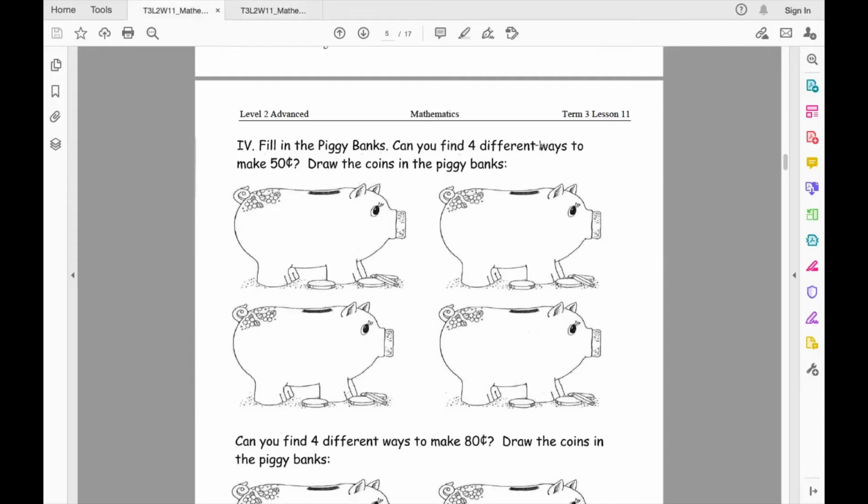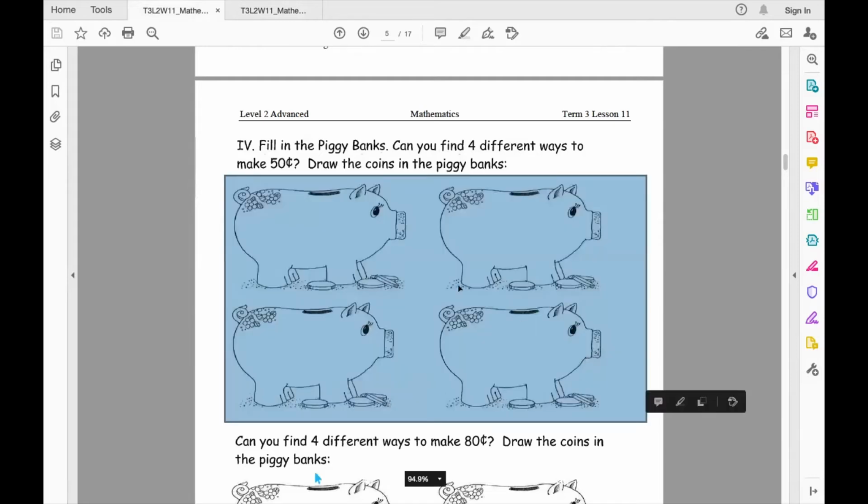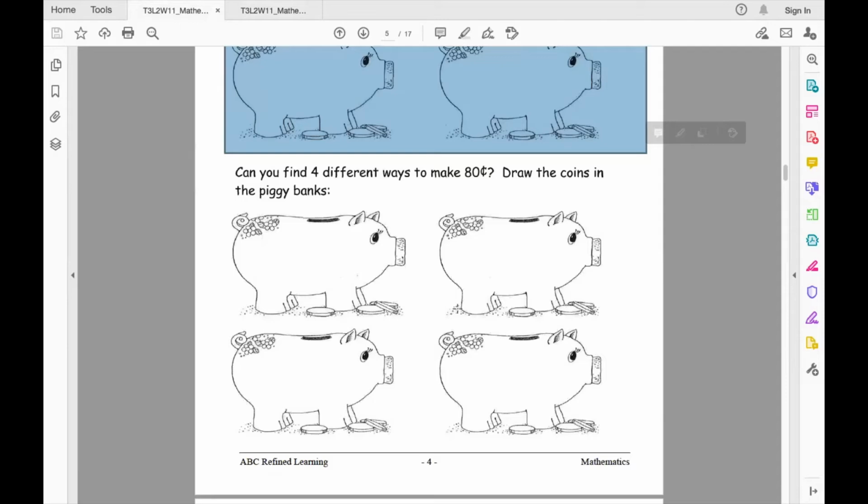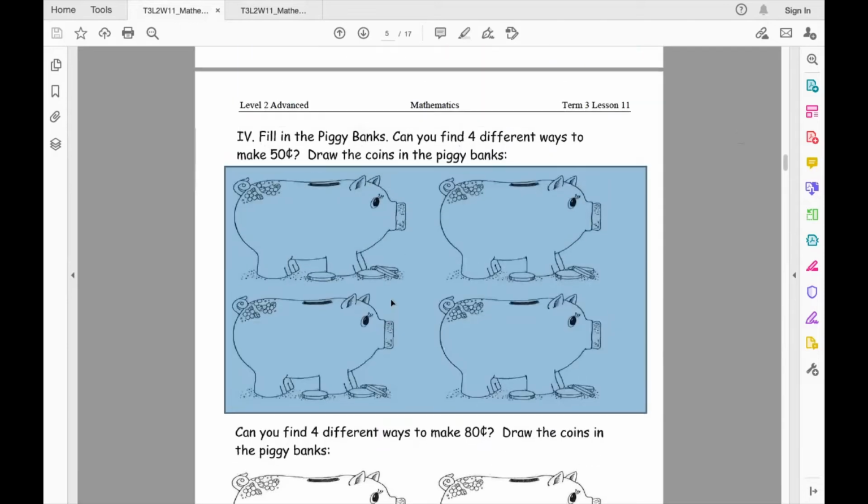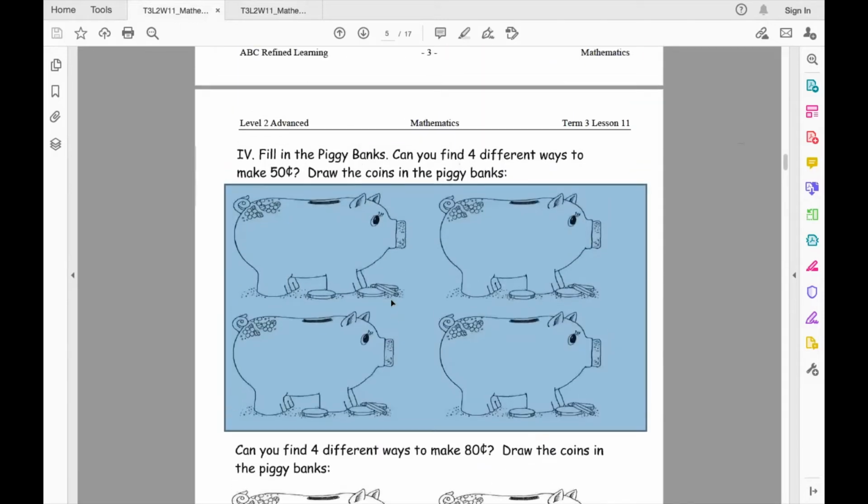Can you find 4 different ways to make 50 cents? Draw the coins in the piggy banks. I want you to pause the video and have a try at drawing the coins inside the picture of the pig for the first one. After you've had a try, unpause the video and we're going to go through an example of what you could have done. Just for this one, not the second part. That one's going to be for homework. Please have a try now.